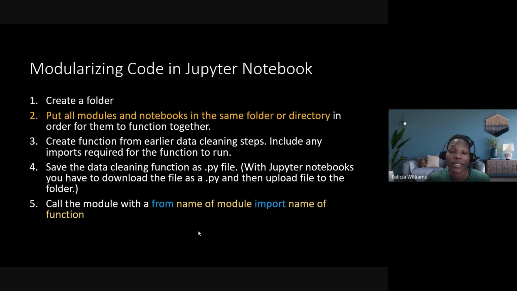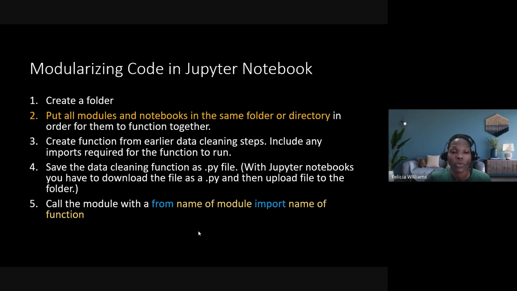The steps that we're going to take today to modularize our code in the Jupyter Notebook is to create a folder. This first step is actually quite an important step. We need to create a folder, and the modules that we're going to use in our Jupyter Notebooks need to be in the same folder as the notebook, as well as the functions that we're going to create to clean our data. The modules have to be in the same folder in order for them to function together. So that's extremely important. Steps 1 and 2, we need to focus on those.